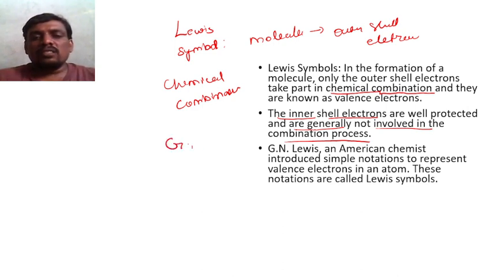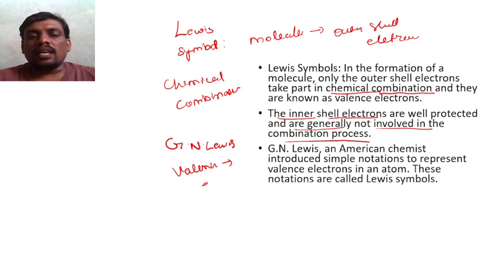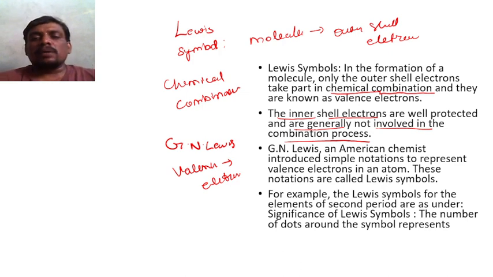So based on this, G.N. Lewis, a great American chemist, introduced simple notations to represent valency electrons in an atom. These notations are called Lewis symbols. Let us take some examples: Lewis symbols for the elements of the second period.